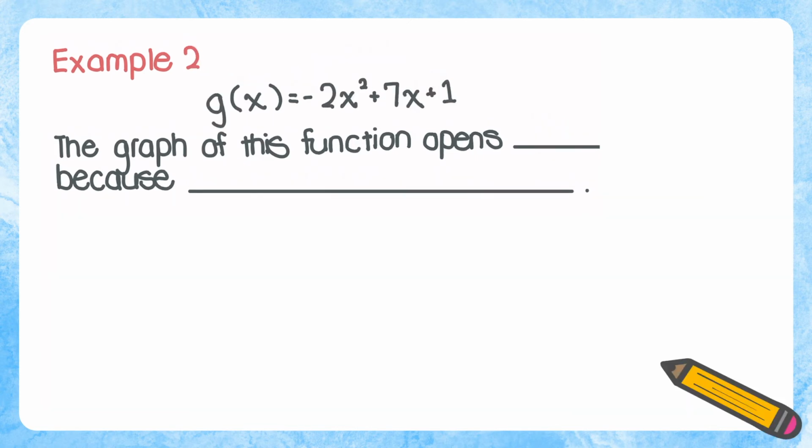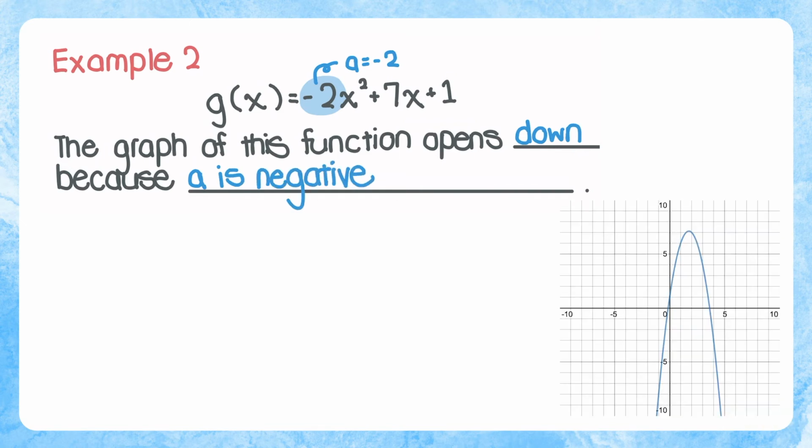What about when g of x equals negative 2x squared plus 7x plus 1? We only focus on the a value, and we notice that a equals negative 2. It's a negative, so the graph of the function opens down because a is negative. And notice our graph of this function, it is opening down.